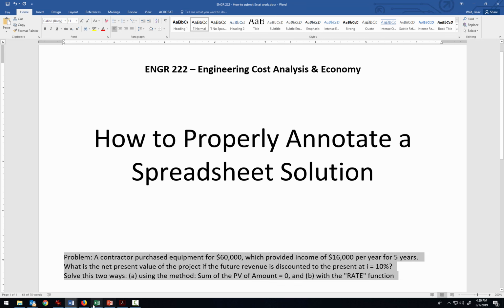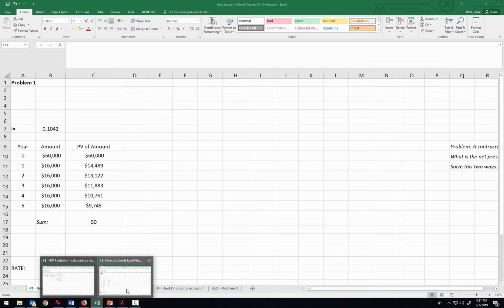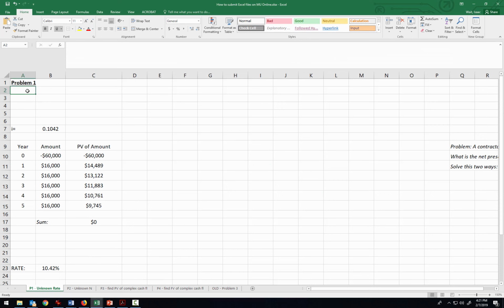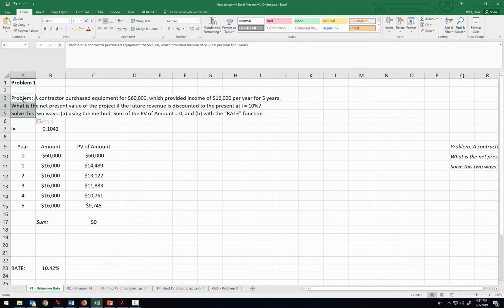Okay, so the first thing that we want to do is take this statement, and when you're solving your Excel, you want to actually put the problem statement into the file. That way the Excel solution can stand alone. My suggestion is that if you put that in italics, then it makes it clear you're quoting the problem and that these aren't your words.